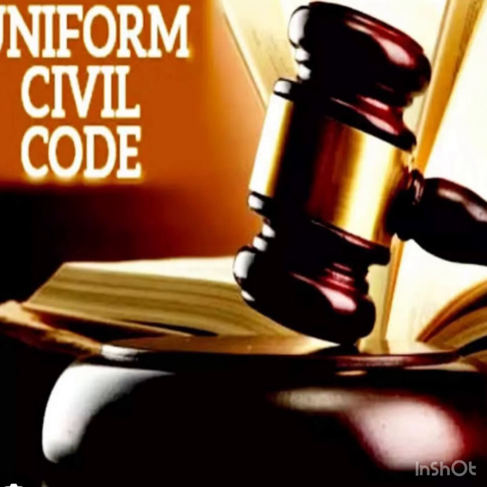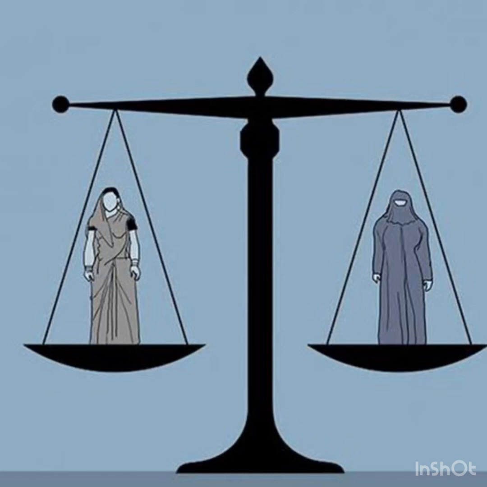A uniform civil code means that all sections of the society, irrespective of their religion, shall be treated equally according to a national civil code. Now this national civil code shall be applicable to all uniformly. It applies in areas like marriage, divorce, maintenance, inheritance, adoption and succession of property. Now it is clear what is Uniform Civil Code?